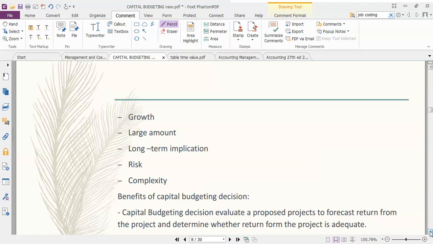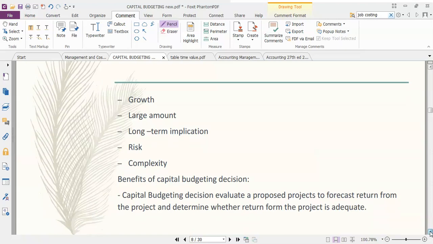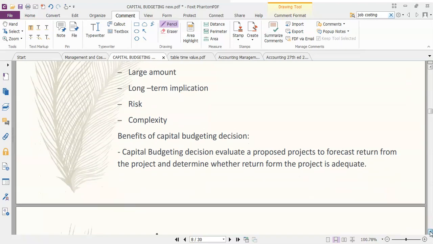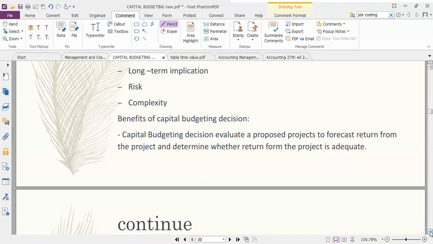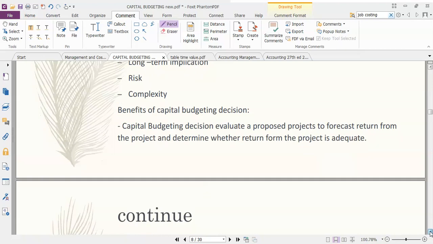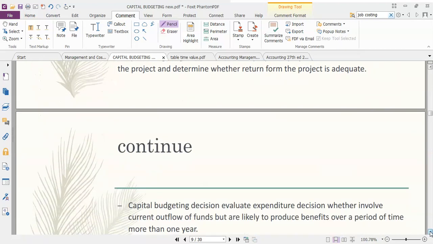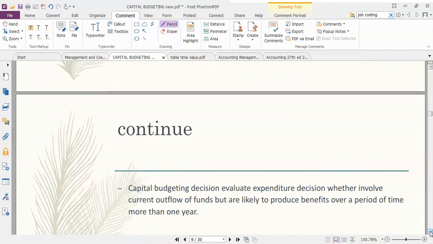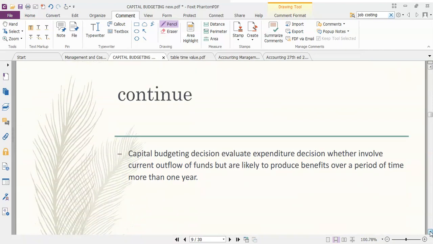So capital budgeting ni pun sama. Kita akan pilih which one is the better. Okay. Which one kalau kita invest is better for the business. Okay. So what is the benefits of capital budgeting? Dia boleh evaluate a proposed project to forecast return from the project and determine whether return from the project is adequate or not. That is the benefits for capital budgeting.